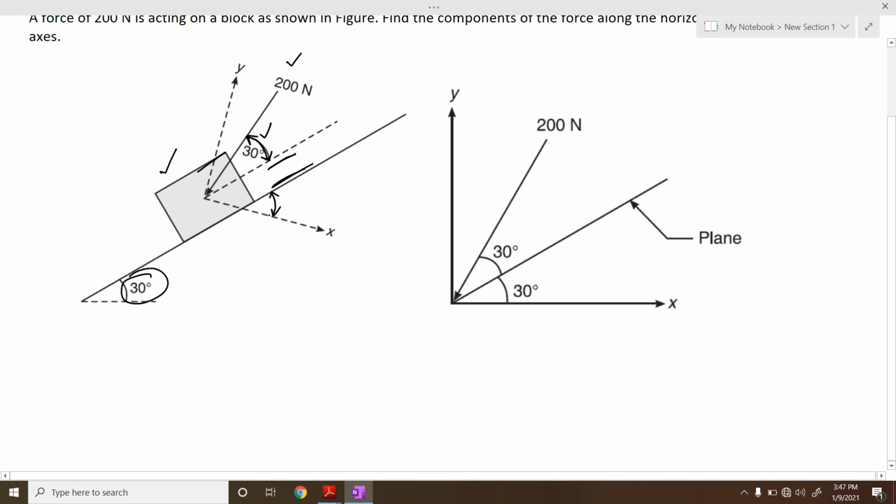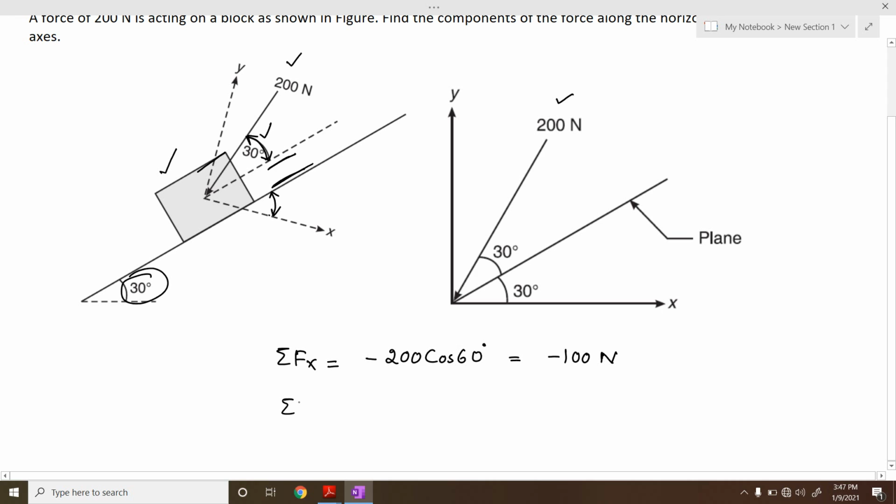So very simple, we'll write here summation of Fx, that will be equal to, if you see the arrow, it is going to move towards the left side, therefore it is minus 200 cos of 60 degrees. So therefore we will be getting the answer as minus 100 newtons.